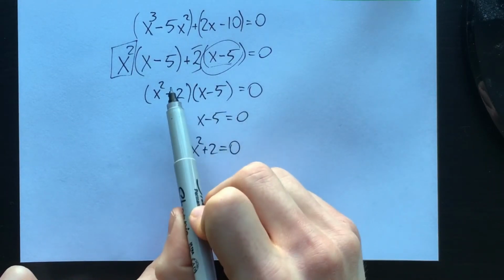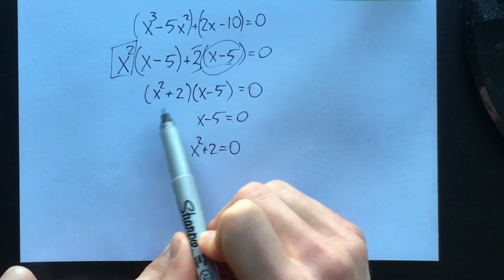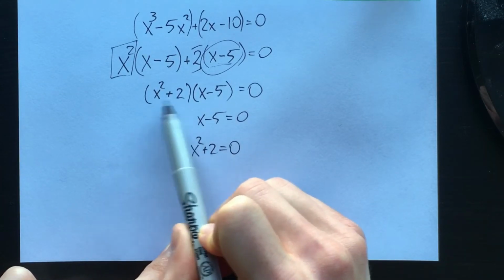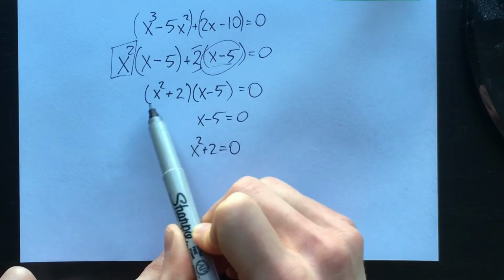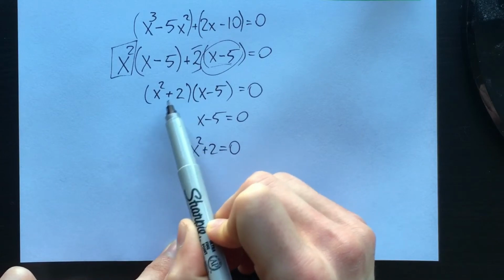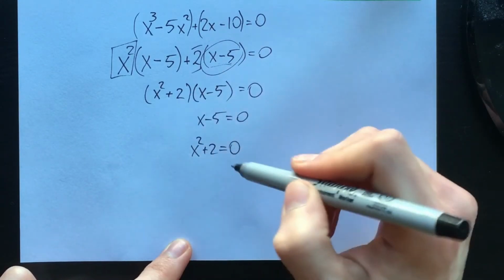Another quick note: I'm looking here, I see that it's x squared plus 2. So before I continued, I just made sure, can I factor this further? No, I can't. Sometimes you'll be able to factor this one further because it'll be like a perfect square, and you can factor that further. But in this case, you can't. So we set our factors equal to 0.